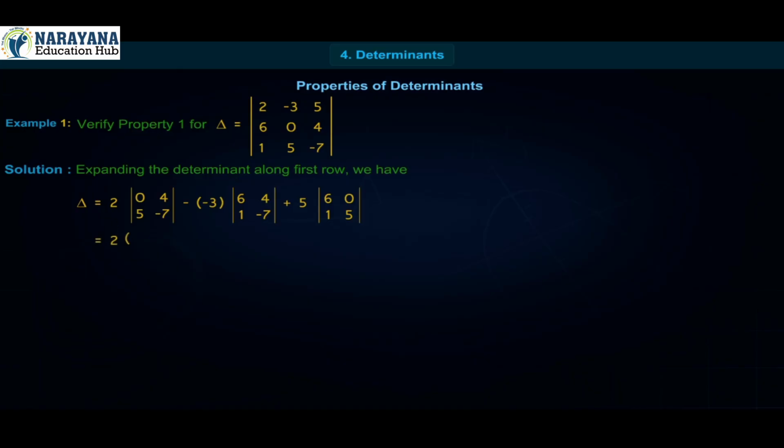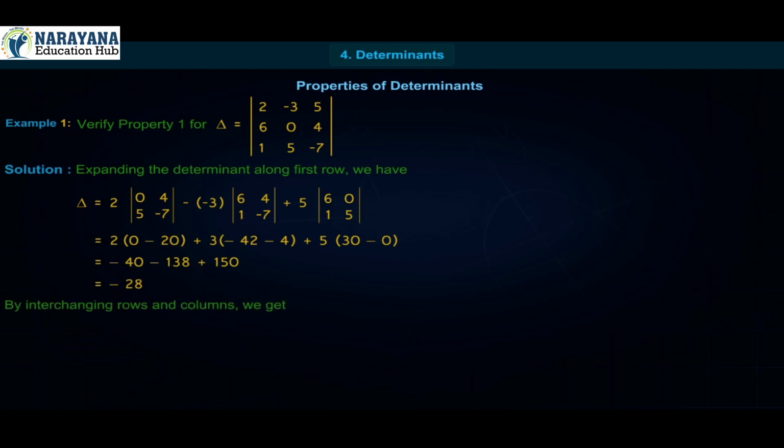is equal to 2 into (0 minus 20) plus 3 into (-42 minus 4) plus 5 into (30 minus 0) is equal to -40 minus 138 plus 150 is equal to -28.